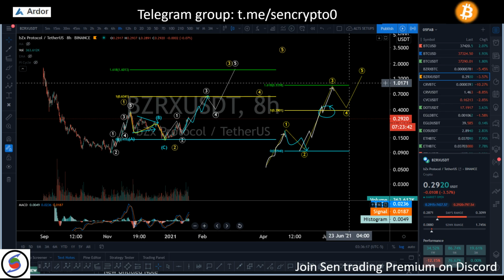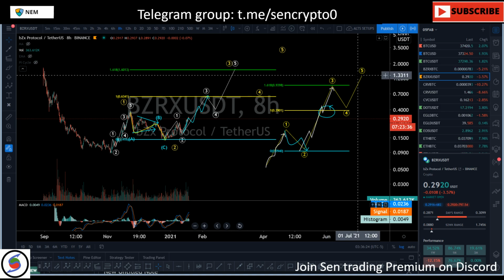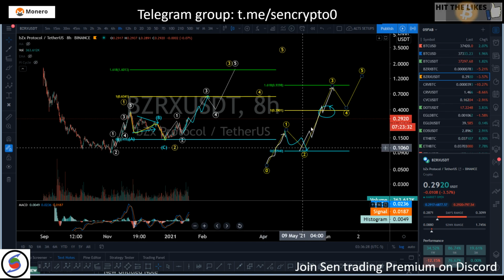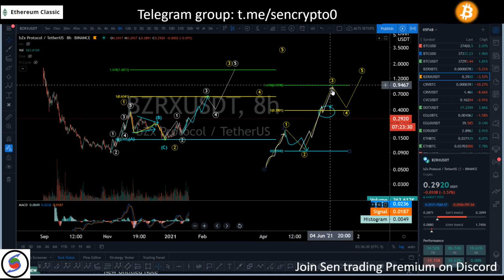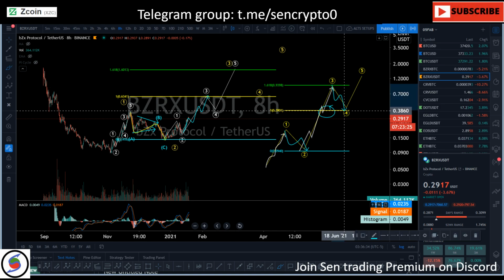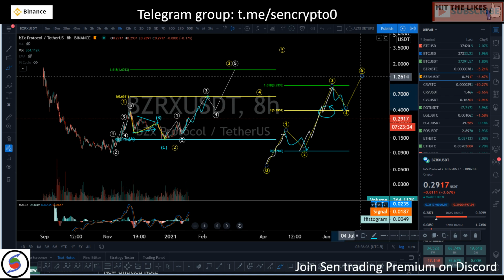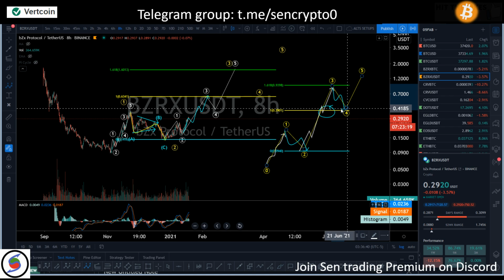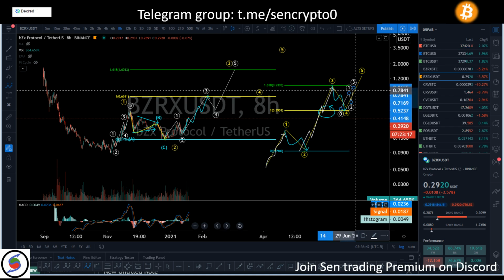Whenever you get a 5 wave impulsive move, if you're learning about the Elliott wave, you must know an impulsive wave has to be 5 waves. So you're going to get a 5 wave move to the upside, you're going to correct, and you're going to get another 5 wave move to the upside, and another correction. And after that, you're going to get another 5 wave impulsive move to the upside. Just like that, a small one also.